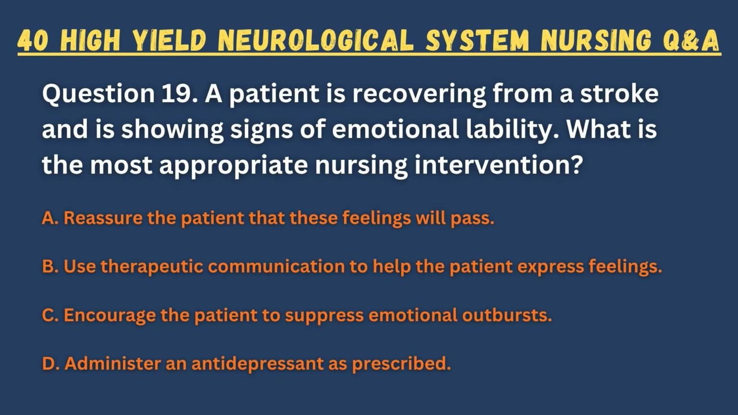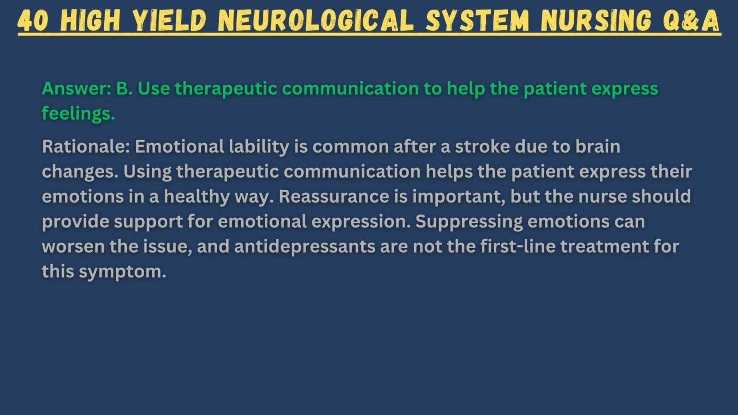Question 19. A patient is recovering from a stroke and is showing signs of emotional lability. What is the most appropriate nursing intervention? A. Reassure the patient that these feelings will pass. B. Use therapeutic communication to help the patient express feelings. C. Encourage the patient to suppress emotional outbursts. D. Administer an antidepressant as prescribed. Answer. B. Use therapeutic communication to help the patient express feelings.